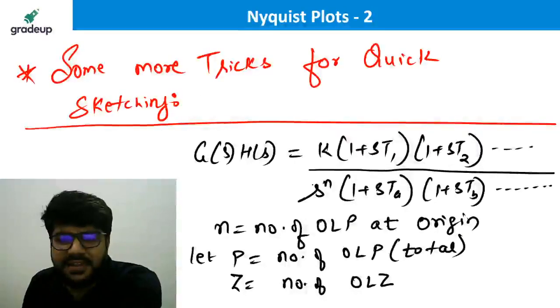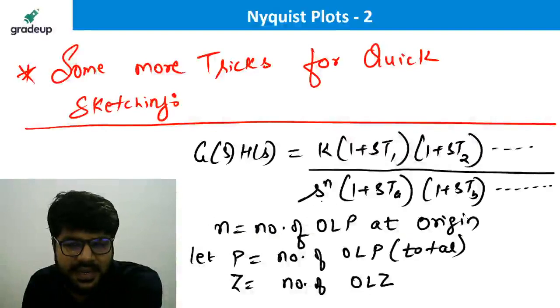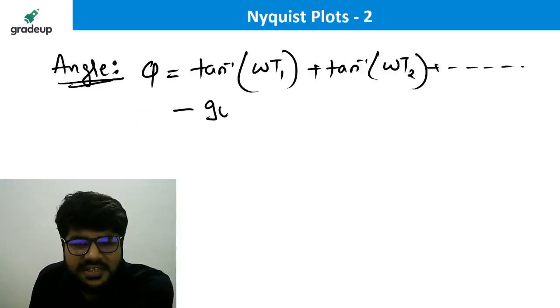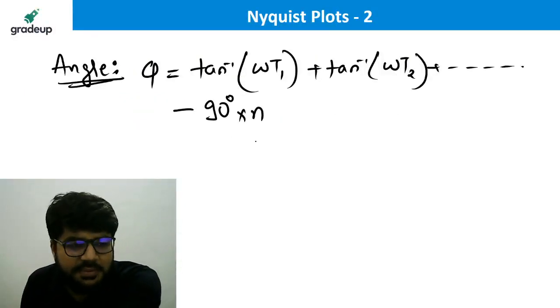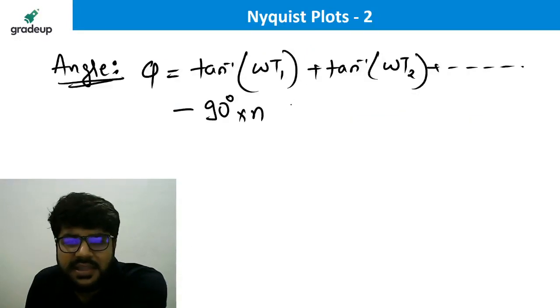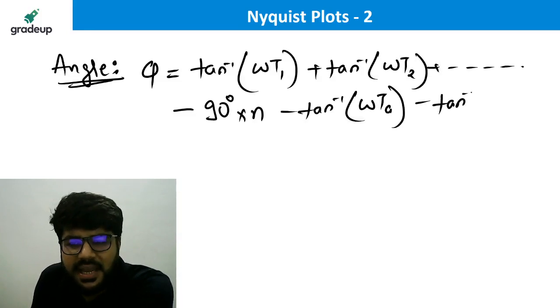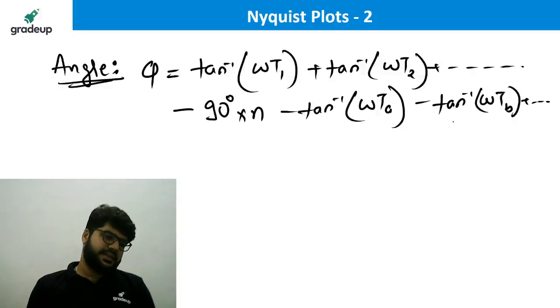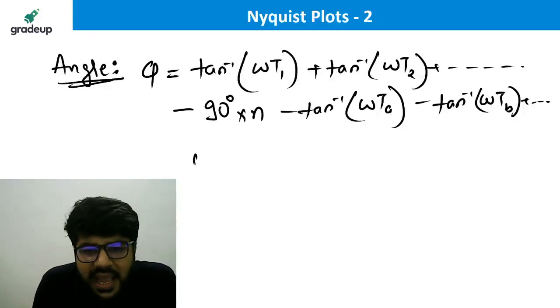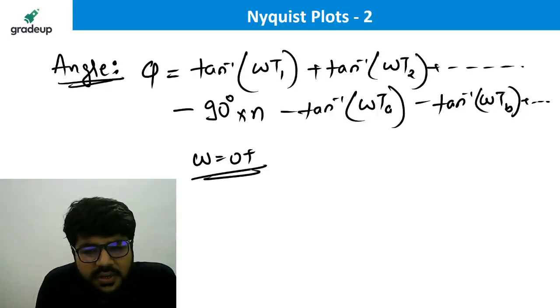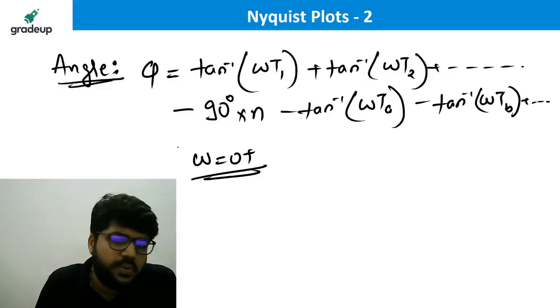Denominator के लिए will apply, this will become s equal to j omega. So for j omega, the phase is 90 degree multiplied by n times, because there are n poles at origin. Then minus tan inverse omega ta minus tan inverse omega tb, etc. Okay, omega equal to 0 plus.